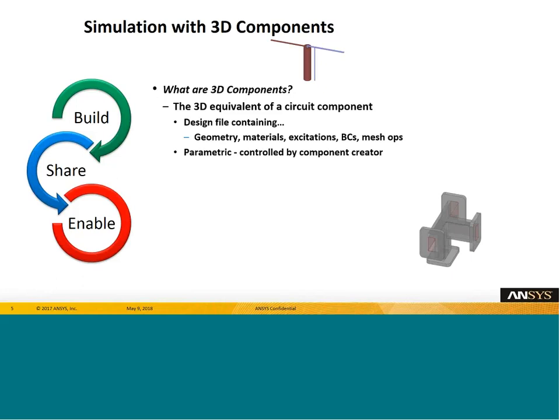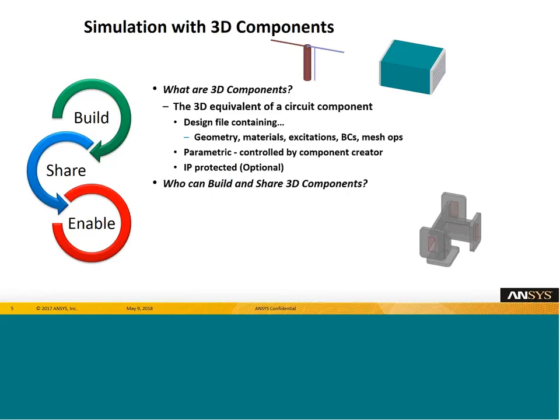You can define what parameters are exposed to the end user, and that control is actually provided to the component creator or the vendor creating the component. In addition, we have IP protection technology, which can optionally be applied to a component, which gives the vendor or the component creator the ability to provide all the high fidelity information of the 3D model to an end user, but protect their design by not exposing the geometric detail of the design or the fields inside the design or the mesh inside the design. And again, that's an optional feature that you can define for a 3D component.